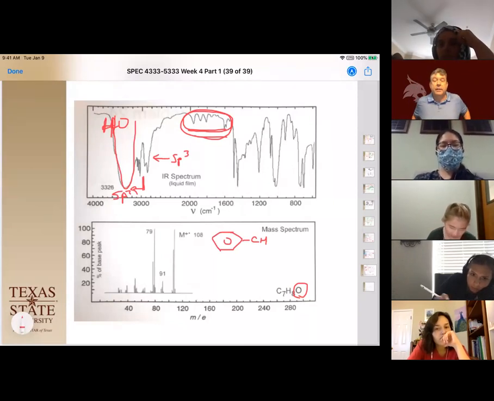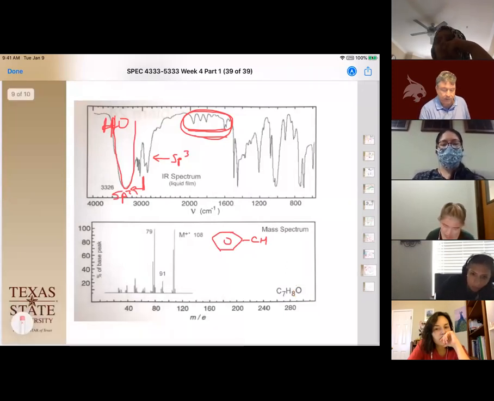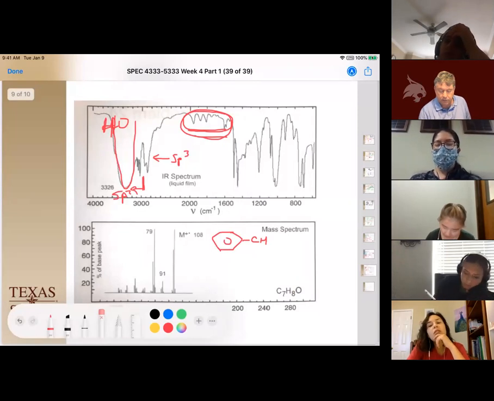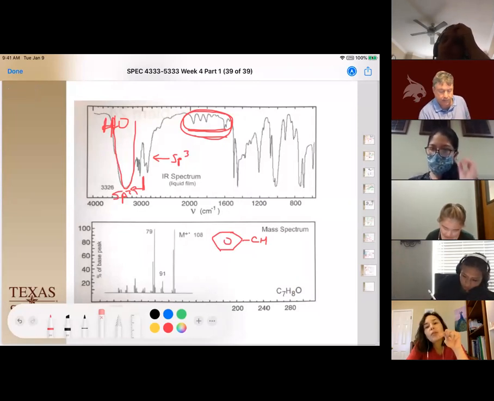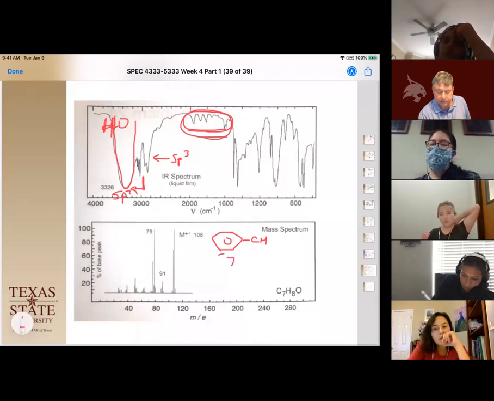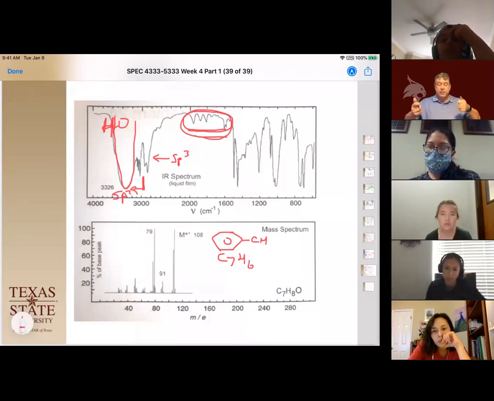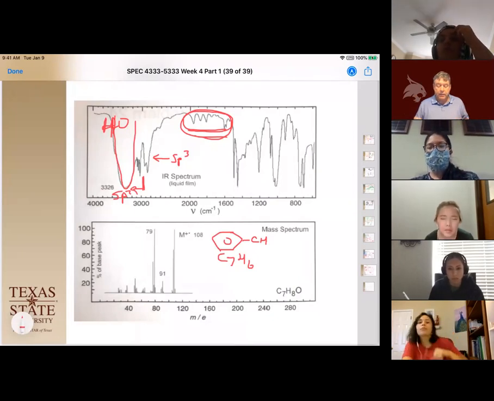Okay, so let's figure out how much else we have. If we look at our empirical formula, right here we have C7H8. So we already have here C7H6. 1, 2, 3, 4, 5, 6. Yeah. So that's just the tropylium. Okay. So that means we have at least 2 hydrogens and an oxygen left.